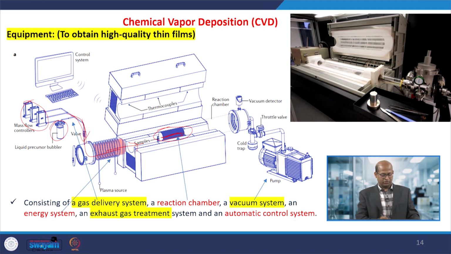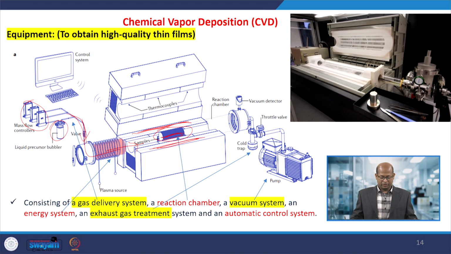Here heating coils are also there, depending on whether we develop plasma. Heating coils may also be placed at these particular locations to maintain isothermal temperatures of the substrate. And then exhaust gas treatment.